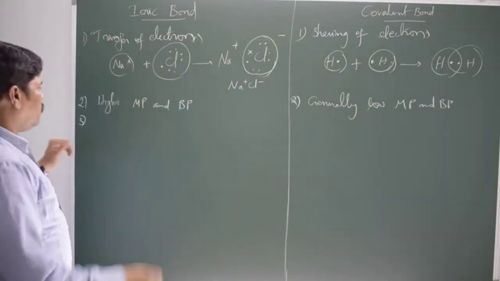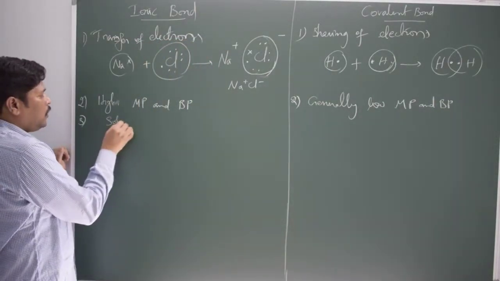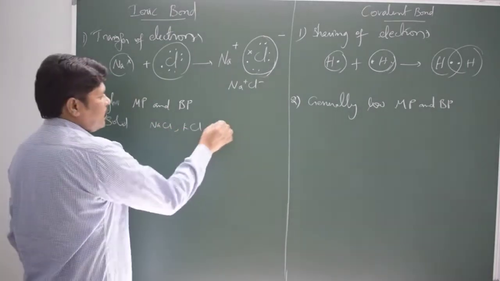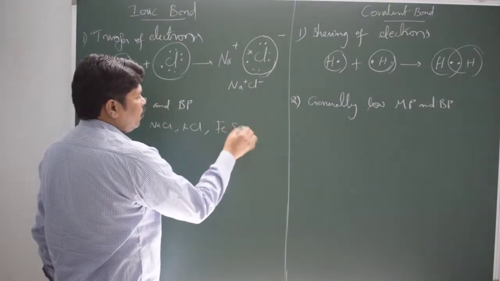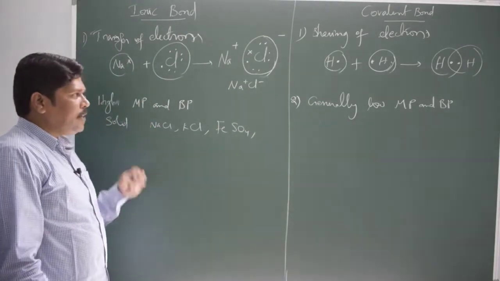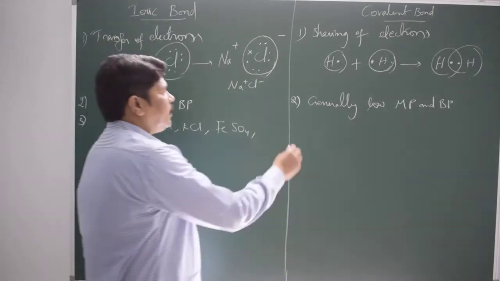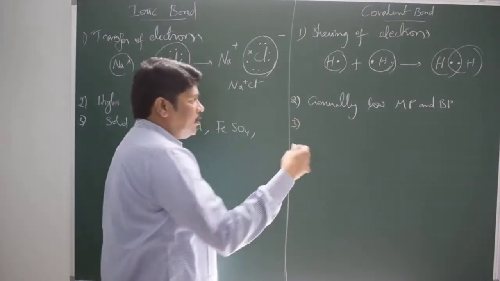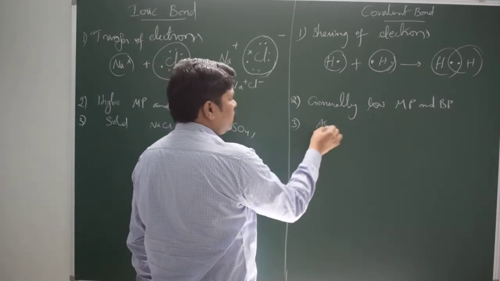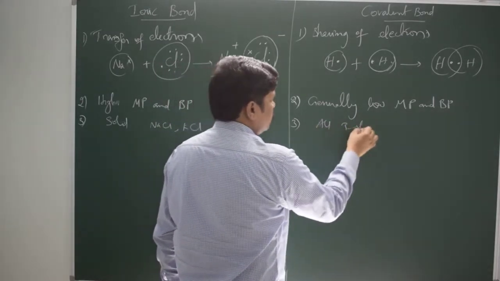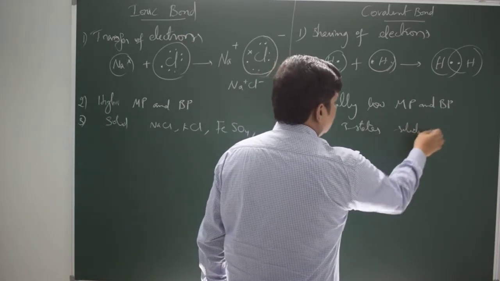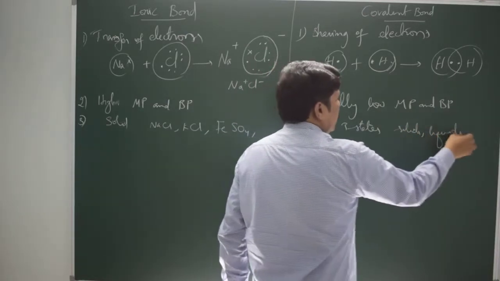Most of the ionic compounds exist in solid state, like NaCl, KCl, FeSO4. All are generally crystalline solids. When we go with the covalent bond, it is generally between the non-metals, and it exists in all three states: solids, liquids and gas.